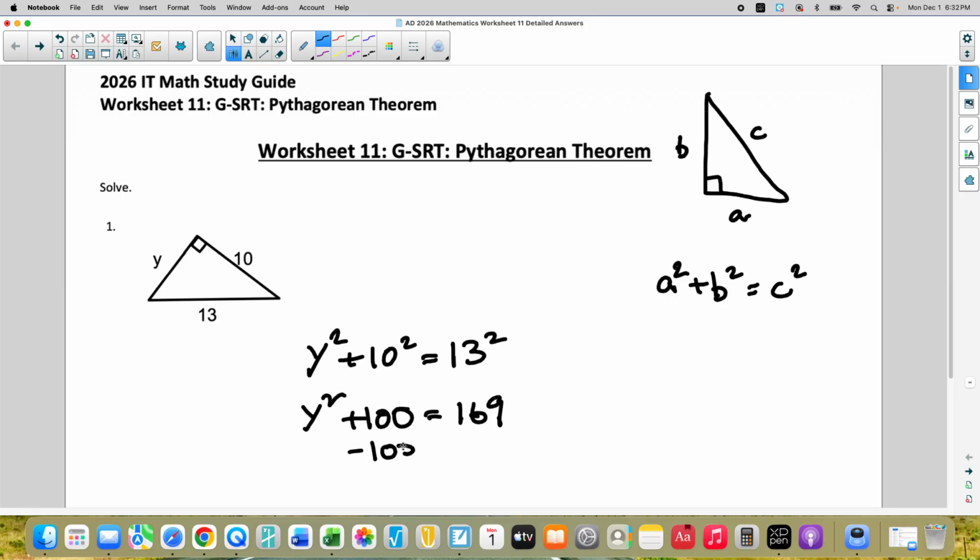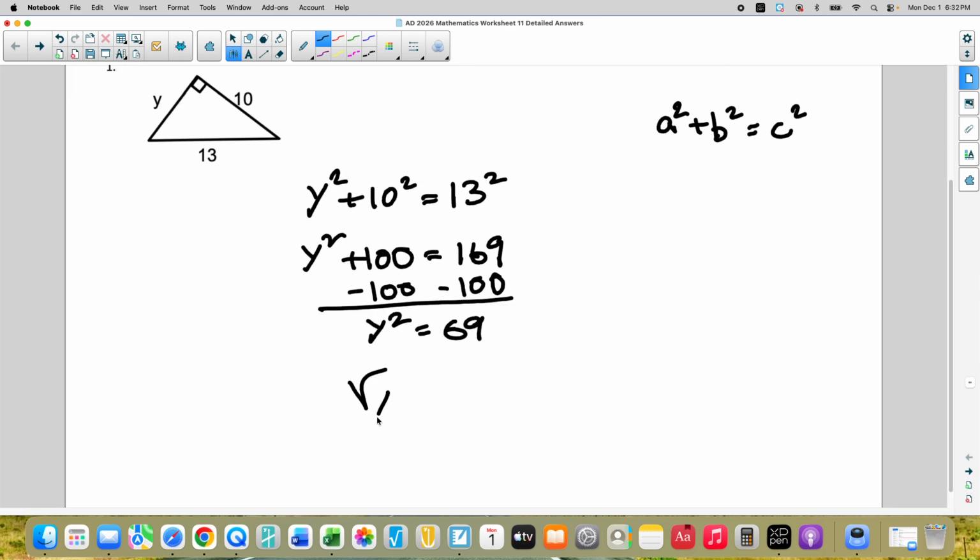We'll minus 100, minus 100, and we get y squared equals 69. Is it 69 or 196? I think it's 69. 13 squared is 169. Good. So we take the square root, plus or minus the square root of 69, which gives us y equals plus or minus approximately 8.3.